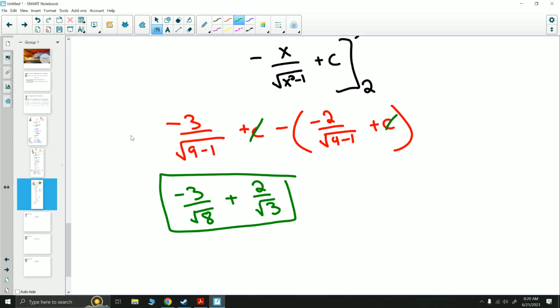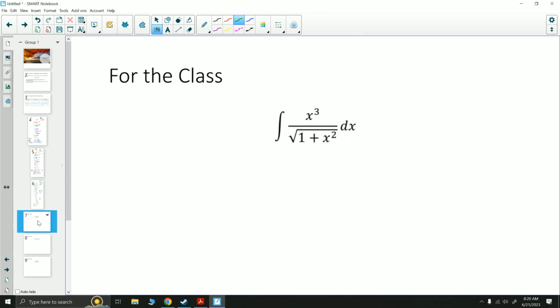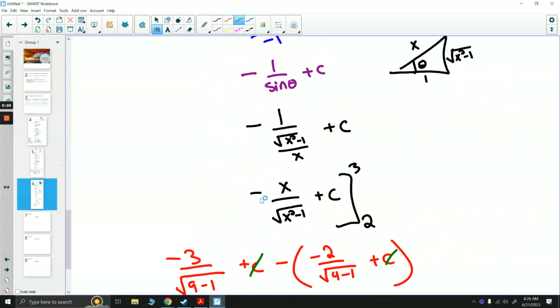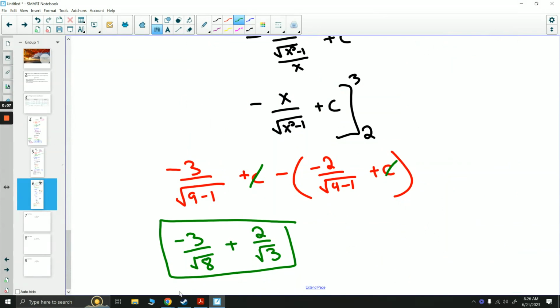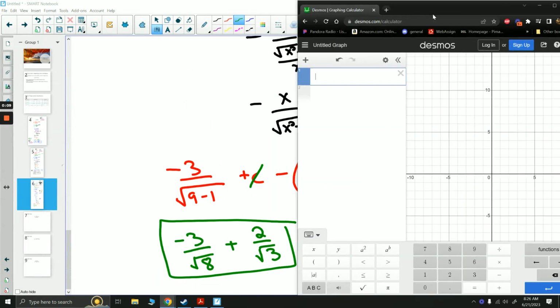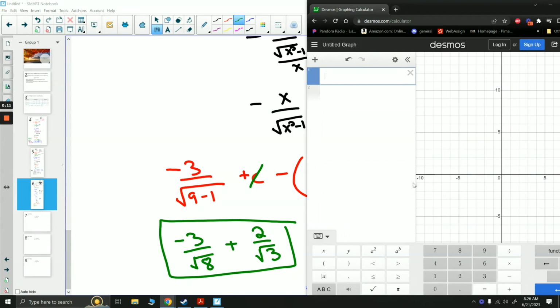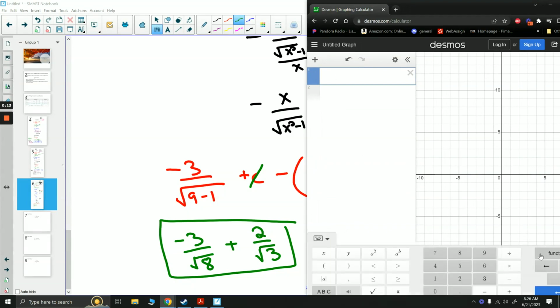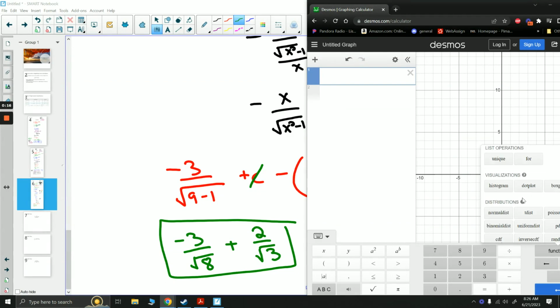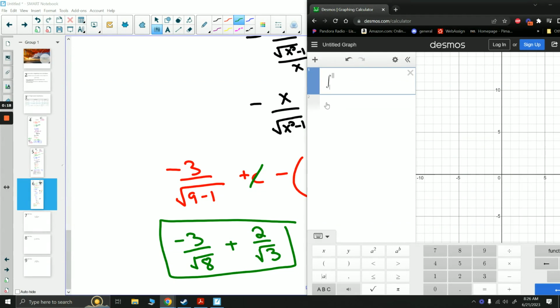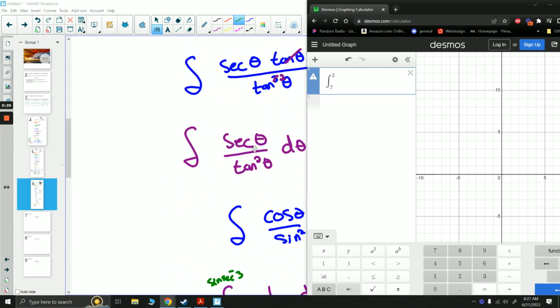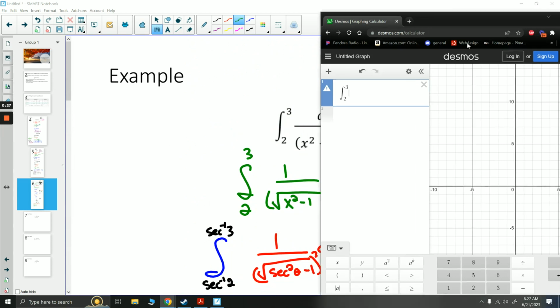Okay, let's try another one. Okay, before we actually start with that, let me go back over this and mention something here. We can check this pretty easily with Desmos. If we take a look at this, and we go to our keyboard and go to functions, if we go down to our calc, we can take the integral from 2 to 3. Since it's a definite integral, we can do this and double check that what we got agrees.